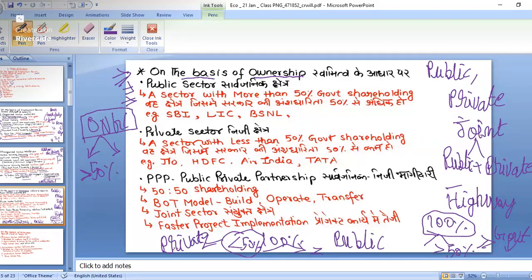So here, a sector with more than 50% government shareholding is what? Public sector. So what are those examples? We have SBI, we have LIC, BSNL.